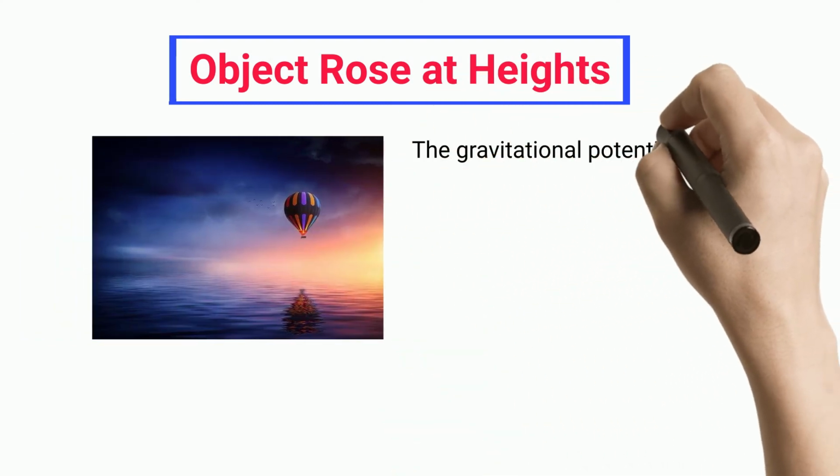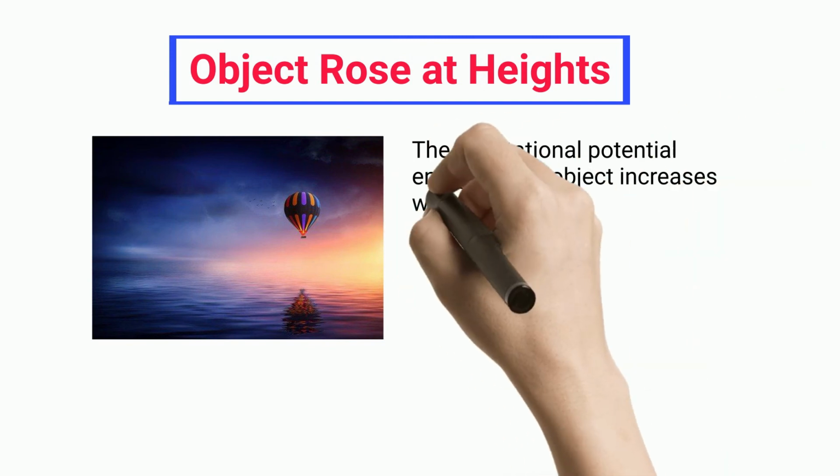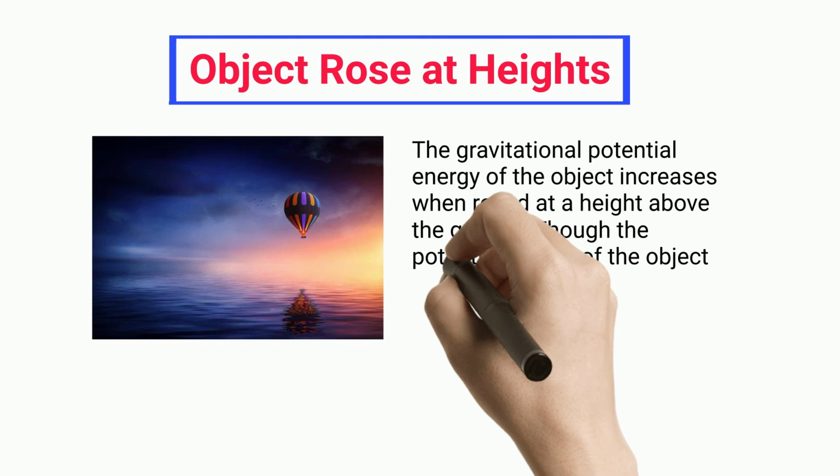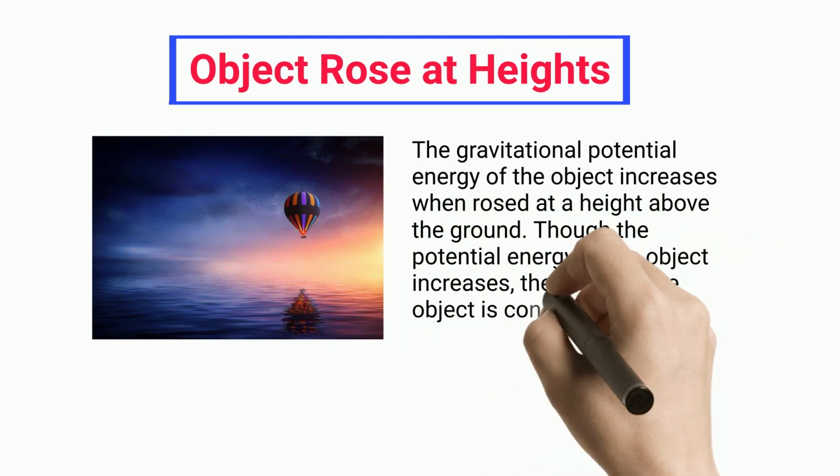Object raised to heights. The gravitational potential energy of the object increases when raised to a height above the ground. Though the potential energy of the object increases, the mass of the object is conserved throughout.